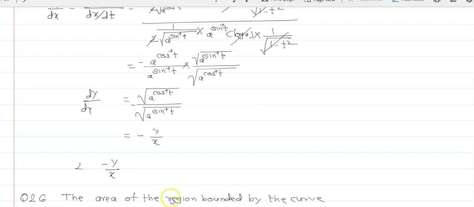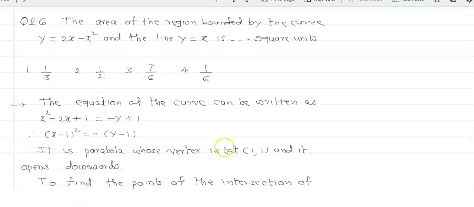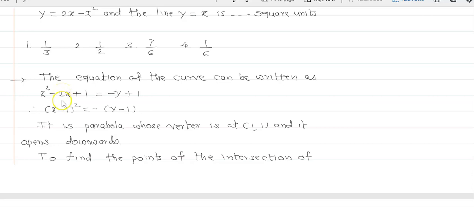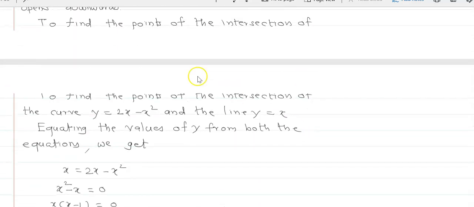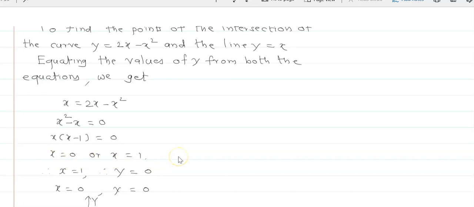And again see this answer here. The equation of the parabola can be written as (x minus 1) square is equal to minus (y minus 1). It's a parabola whose vertex is (1, 1) and it opens downward. To find the points of intersection of the parabola and the line, put y is equal to x here. Then you will get x is equal to 2x minus x square. Solve it: x(x minus 1) is equal to 0, x is equal to 0 and x is equal to 1. When x is equal to 1, y is 1; when x is equal to 0, y is 0.